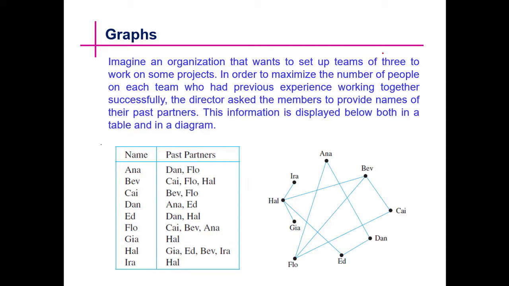So, starting with the definition of graph, imagine an organization that wants to set up teams of 3 to work on some projects. In order to maximize the number of people on each team who had previous experience working together successfully, the director asked the members to provide names of their past partners. This information is displayed below both in a table and in a diagram.